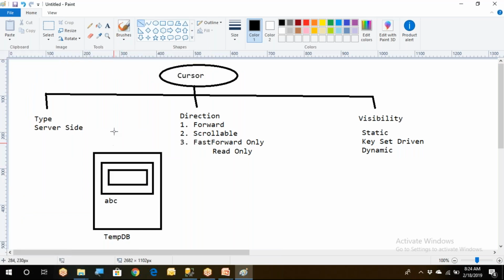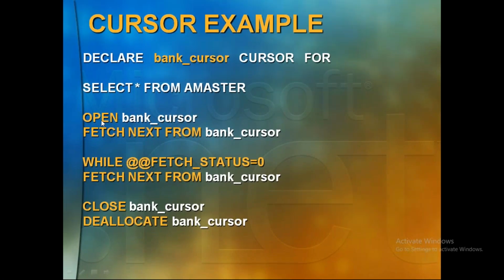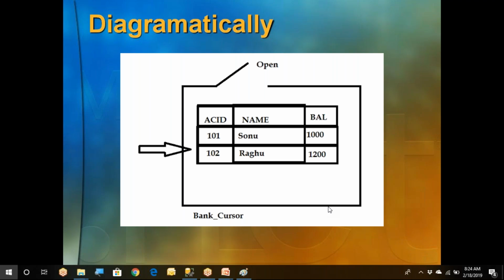Clear? Now cursor means a box. It is just like a variable only where it can occupy a lot of data. You may have a single row, but normally a lot of data we're able to dump. Clear? So after dumping it, we can see it. After dumping it, you open the bank cursor. So that means like this, you have to open the box. This is the data it is going to be dumping. Diagrammatically, you need to understand, so cursor is a box only. That thing you need to understand always. Now you have to open.